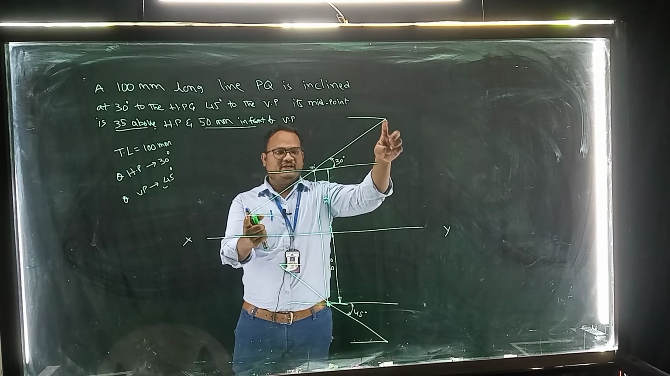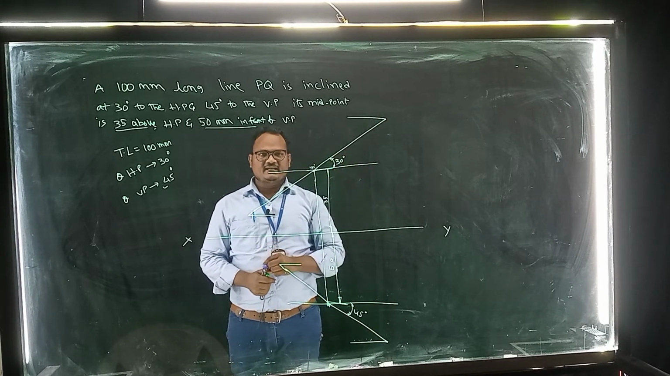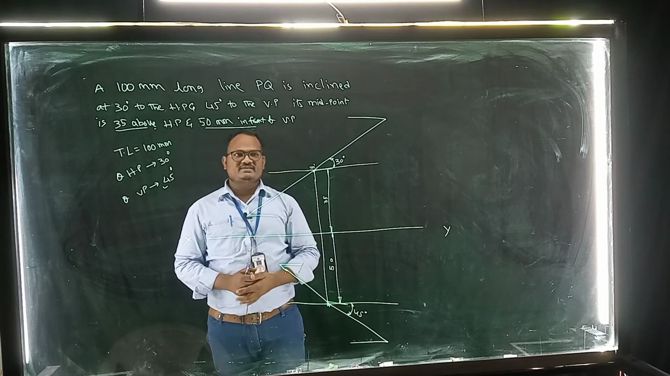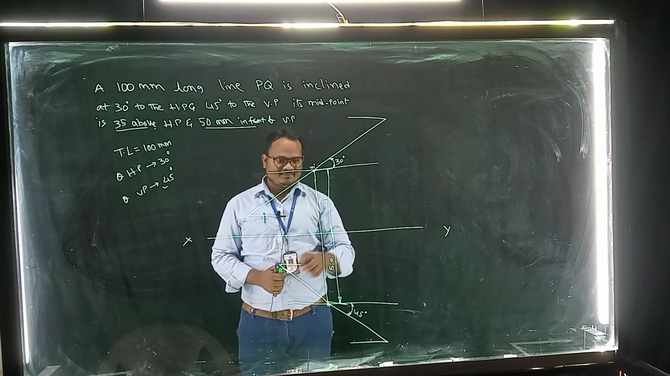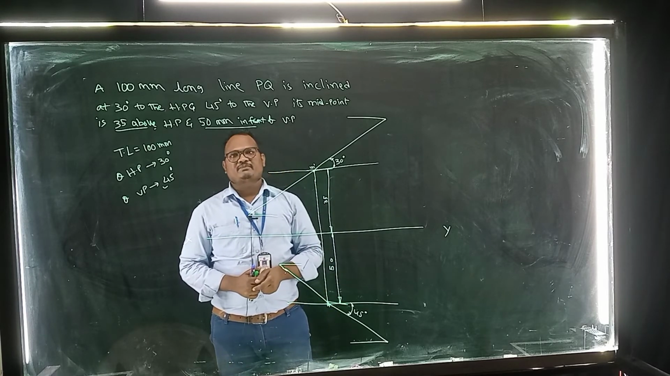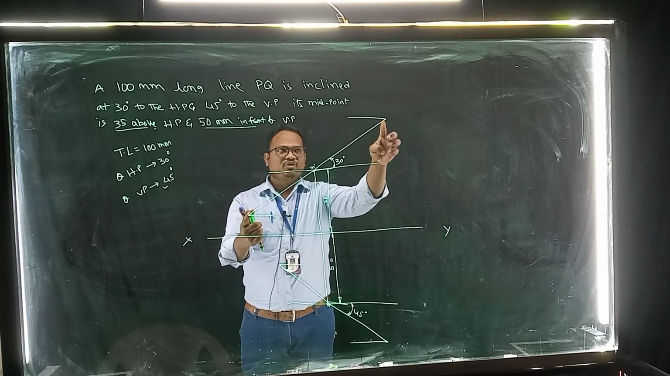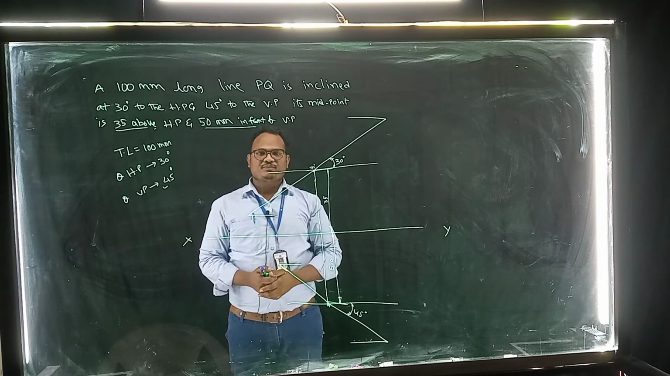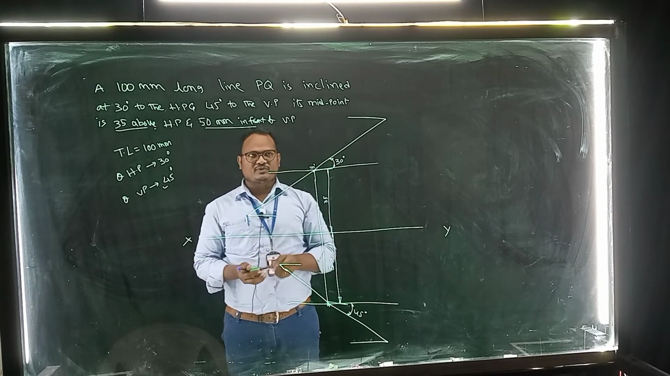So this is the true length 100 mm. This length also is true length 100 mm. This is the 30 degrees angle of inclination, and this is the 45 degrees angle of inclination. The midpoint, from here to here is 35 mm, and here to here is 50 mm. One thing is confirmed: from this true length we can find out the compressed top view, and from this true length we can find out the compressed front view.